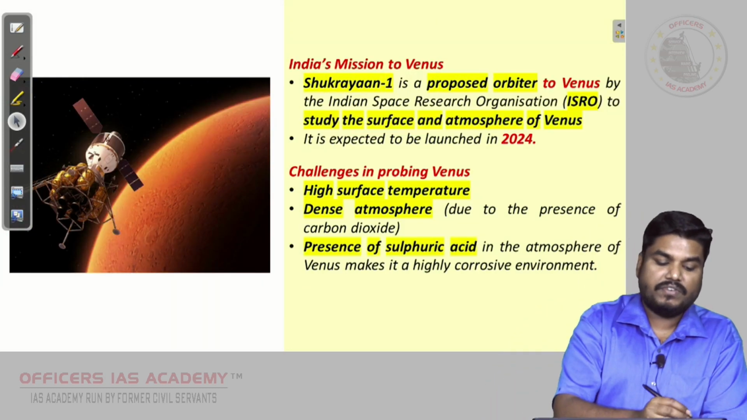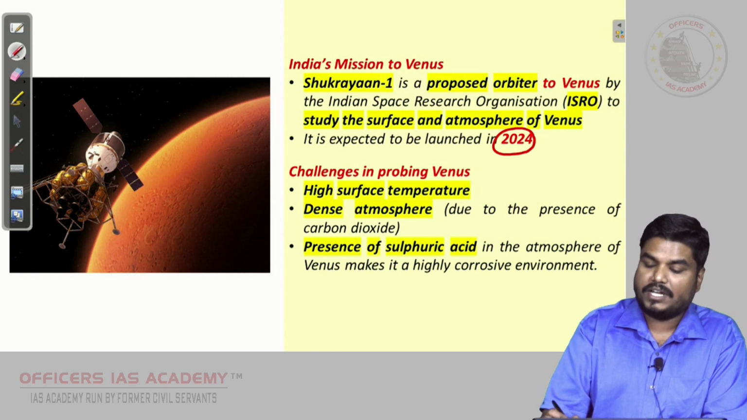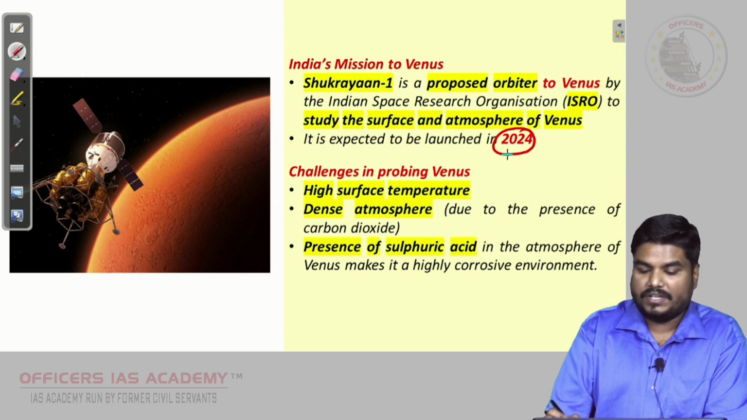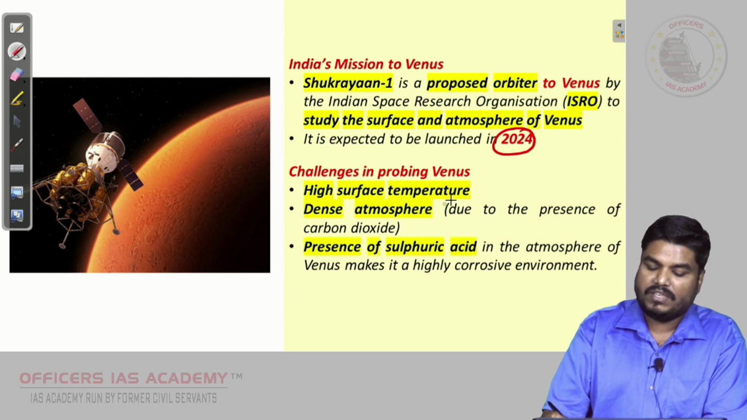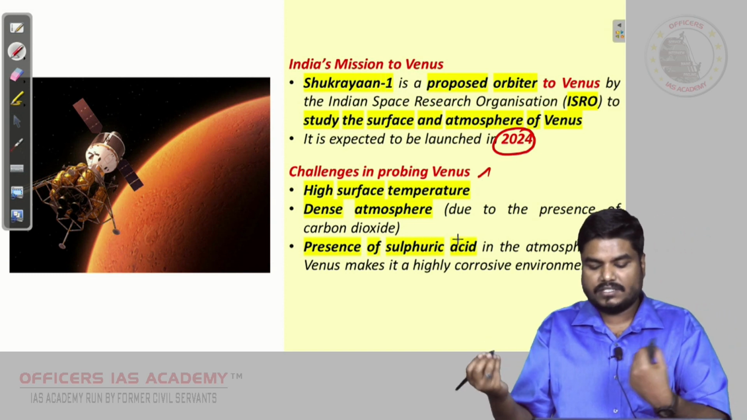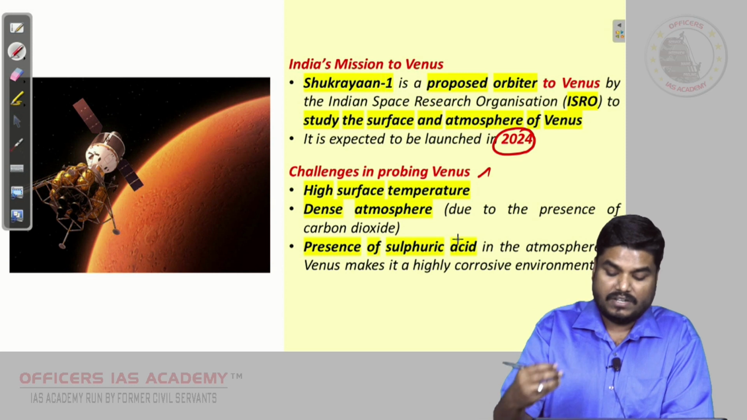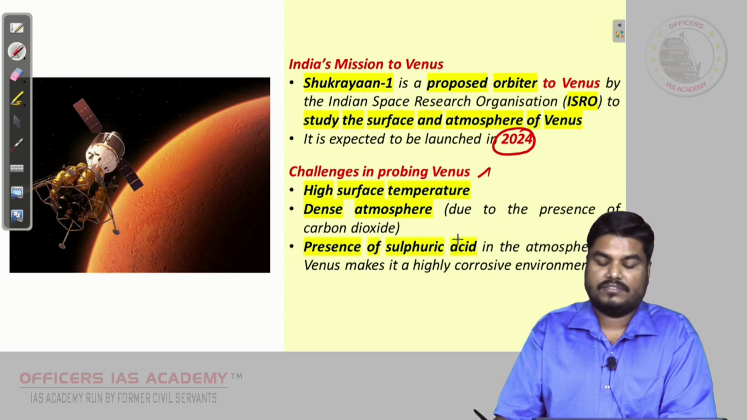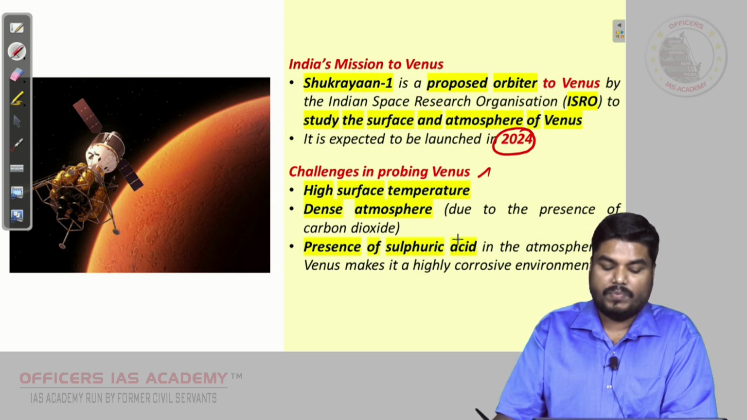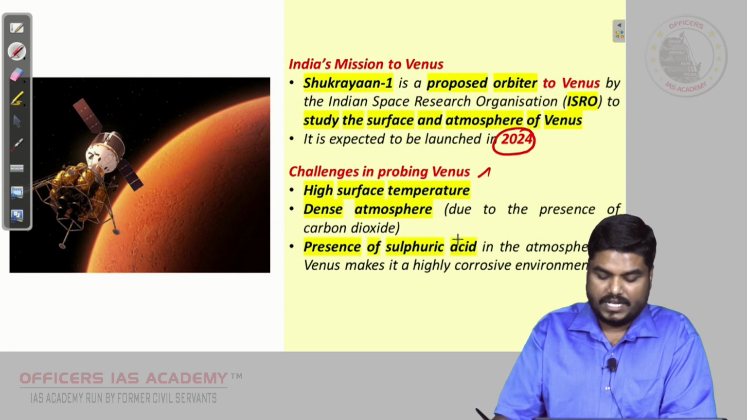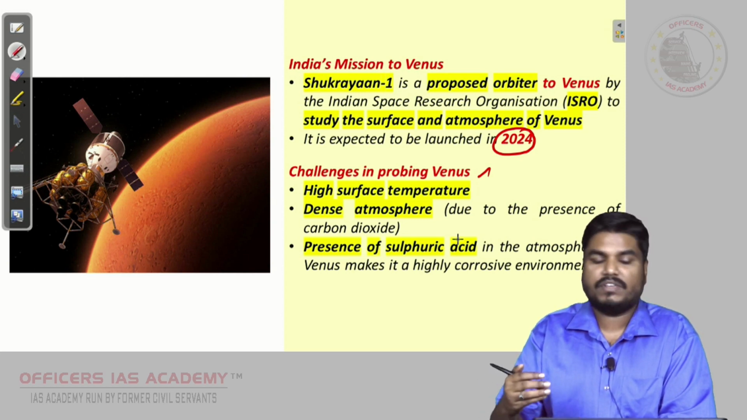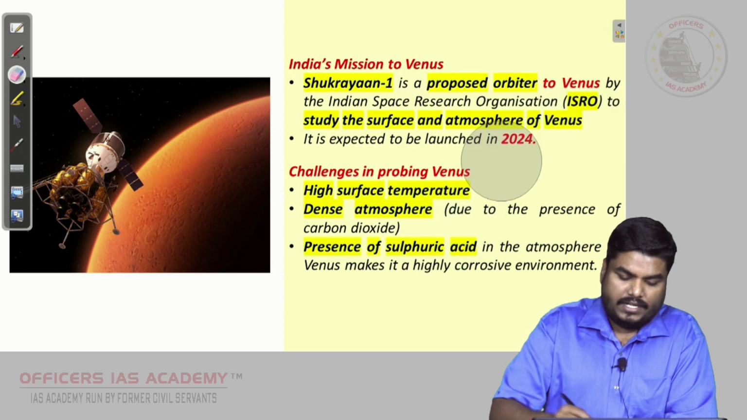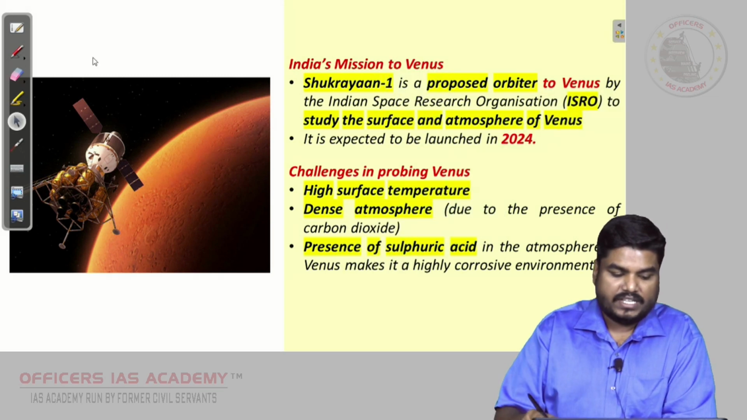India's mission to Venus by 2024, we are planning to send an orbiter to Venus, that is Shukrayaan-1. Some challenges in probing Venus: it has high surface temperature, a dense atmosphere and the presence of sulfuric acid, that makes the probe very difficult, right? Because it has a highly corrosive environment, right? So some value addition about Venus I have provided here.